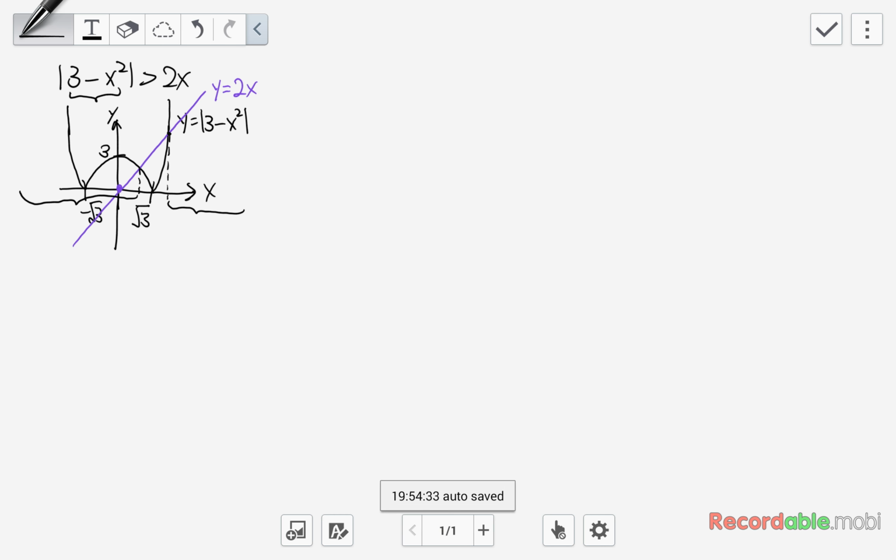Therefore, what is our solution? We need to find the x value here and the x value here. Then we will be able to know our solution. But how to find the intersection point between this line and this line? We just solve this equation: y equals 2x, so 2x equals minus of 3 minus x squared. Now you may be wondering why I put a minus here. Remember, if we had the 3 minus x squared graph, it would be following the trace of my pen.